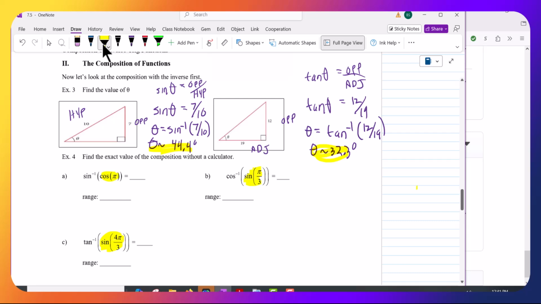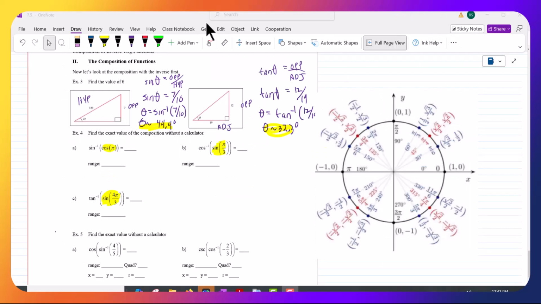Okay, one of the things we're going to try to do on this is we're going to try to do this without a calculator. So let me pull up a unit circle. Okay, so I've got a unit circle pulled up here. First of all, the range of an inverse sine is on the interval in radians.